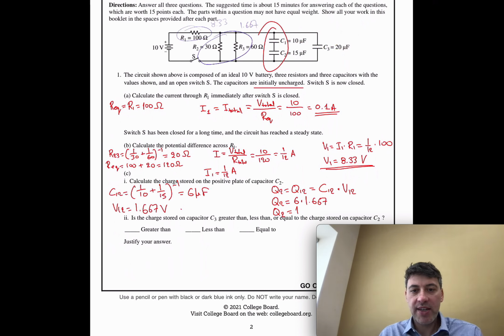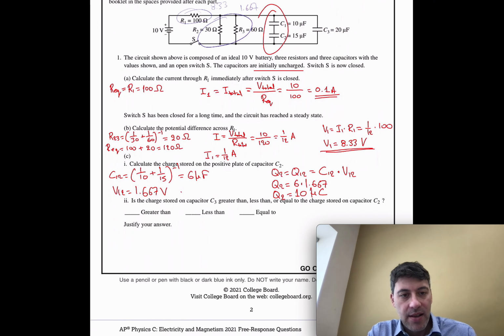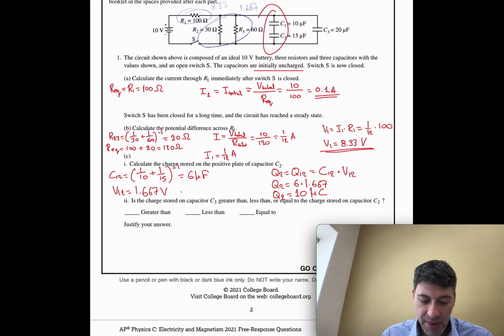And because we're having microfarads, the result will be in microcoulomb, which is our final answer again. We proceed to part C2. Is the charge on the capacitor C3 greater, less, or equal? Well, the capacitance 1, 2 was 6 microfarad. The capacitance 3 is 20 microfarad.